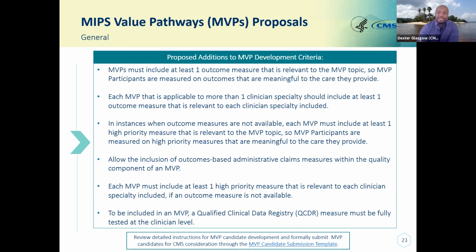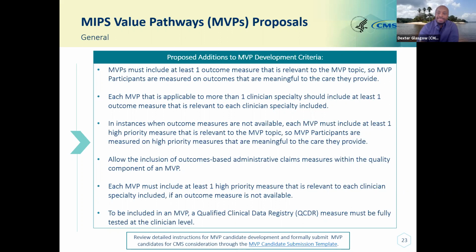We are aware that there might be instances where outcome measures may not be available, and so in these instances, we would like to be sure that there's inclusion of a high priority measure that is relevant to the MVP topics, so that the MVP participants can be measured on high quality measures in instances where outcomes are not available. We will allow, when appropriate, utilization of outcomes-based administrative claims-based measures within the quality component of the MVP. Now, that's not to say that it's a requirement of all MVPs, but when it's there and it's applicable, it can be used.